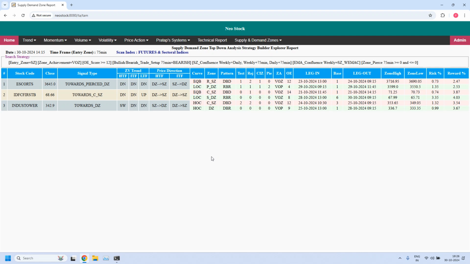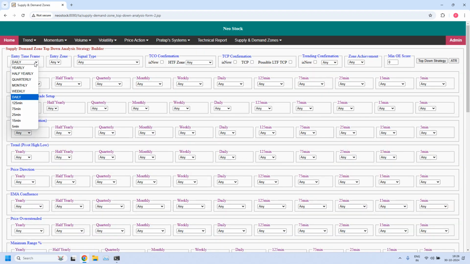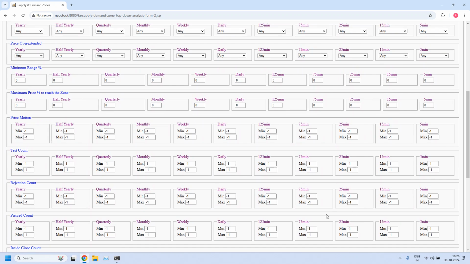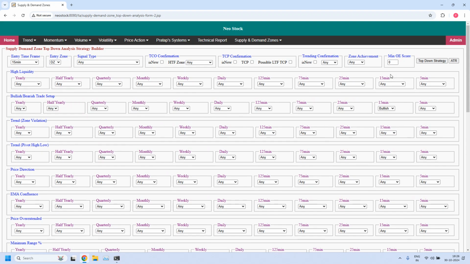Okay, next let's look for a bullish trade setup for daily income trade, that is entry time frame 15 minutes, entry zone, demand zone. In bullish or bearish trade setup at 15 minutes, I am selecting bullish. The 15 minutes demand zone should not be pierced, so in the pierced count at the 15 minutes time frame I am setting minimum value 0, maximum value 0. Zone achievement violated opposing zone, minimum order enhanced score is 12. All the 3 filters are applied to the 15 minutes demand zone.